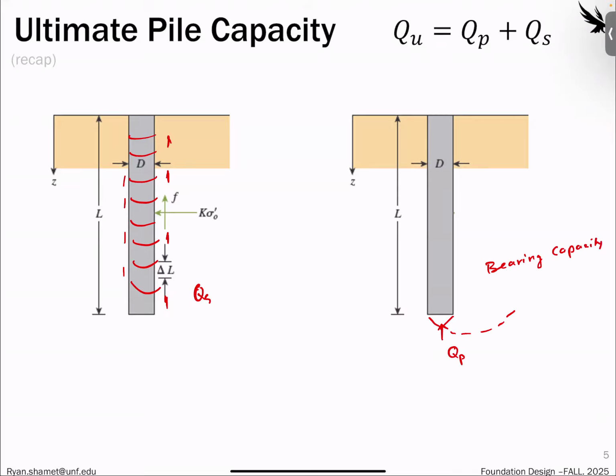The other thing to remember is that QS, the skin friction, will mobilize or initiate the resistance sooner than QP. QP requires more settlement at the surface than the sleeve friction, which essentially engages right off the bat.